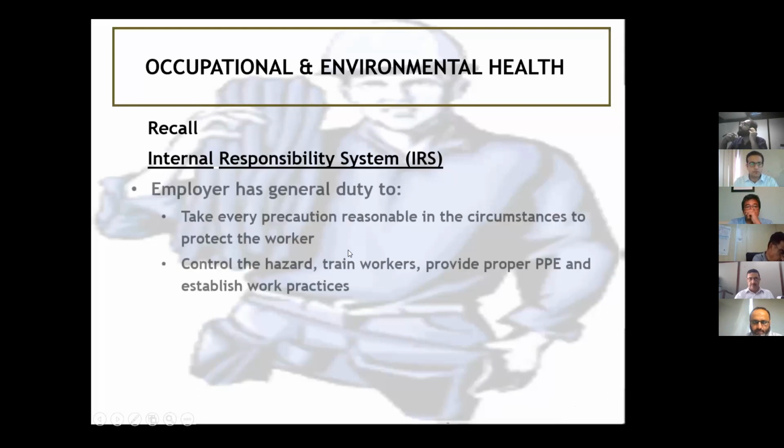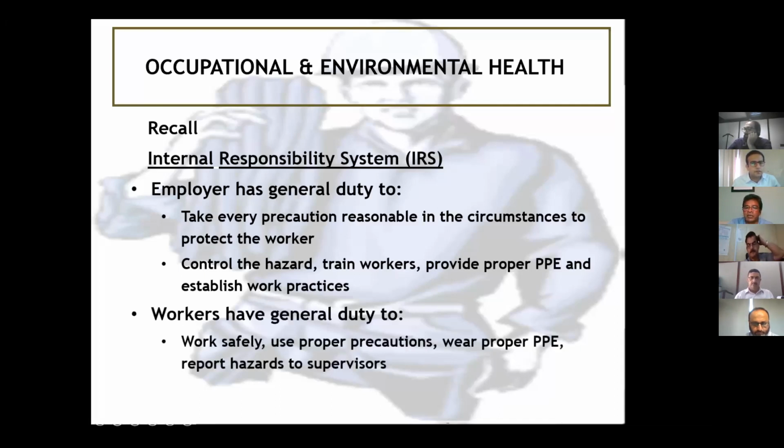Just a recall of our previous session. We discussed that health and safety is an internal responsibility system, worldwide known as IRS, where it is the responsibility of everyone: employer, managers, supervisors, workers. The employer has a general duty to take every reasonable precaution under all circumstances to protect the workers, control the hazards, provide training, provide proper PPE, and establish SOPs or work practices. Whereas the workers have a general duty to work safely, use proper precautions, use the PPE they have been issued, and report any hazard or dangerous work-related situation to their supervisor.